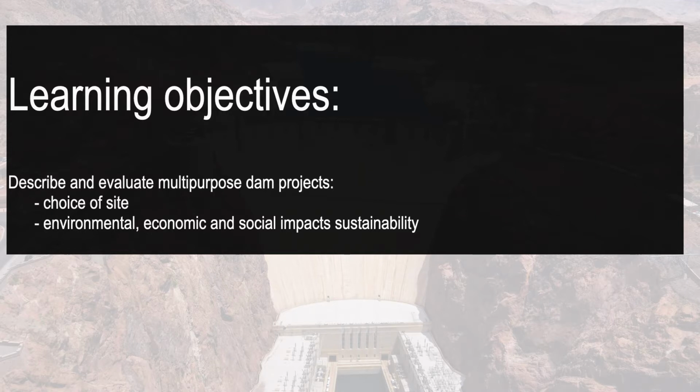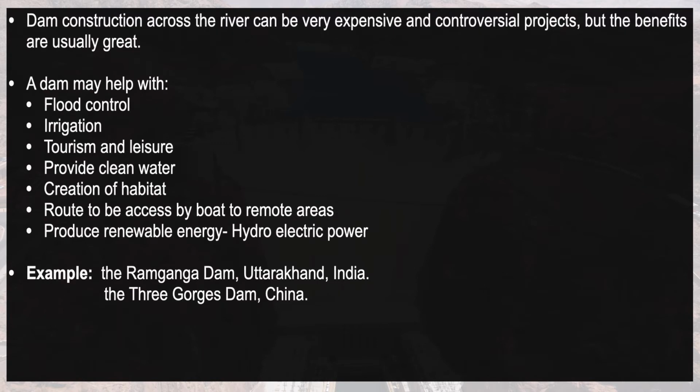And you should be able to describe what are the impact and effect of building a dam in terms of environment, economic and social impact, and it is always related to sustainable development. So let's go to the introduction. Dam construction across a river can be very expensive and also a controversial project, because we are going to discuss the pros and cons of the project. But the benefits of a dam are usually great.